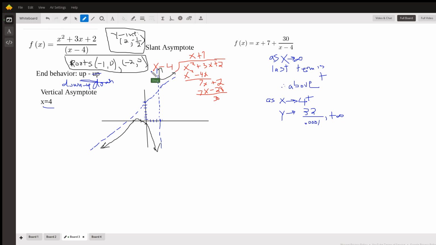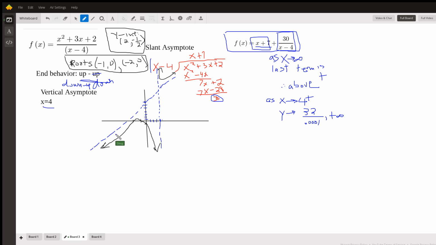So here's how you find the slant asymptote. We want to rewrite the function by using long polynomial division. We get x minus 4 divided into here. It gives us x plus 7 with a remainder of 30. So I can rewrite the function like this. It's the same function. But as x approaches infinity, this term is positive, which means a point on the graph of the function will be above its slant asymptote. And this is the slant asymptote right here, y equals x plus 7.